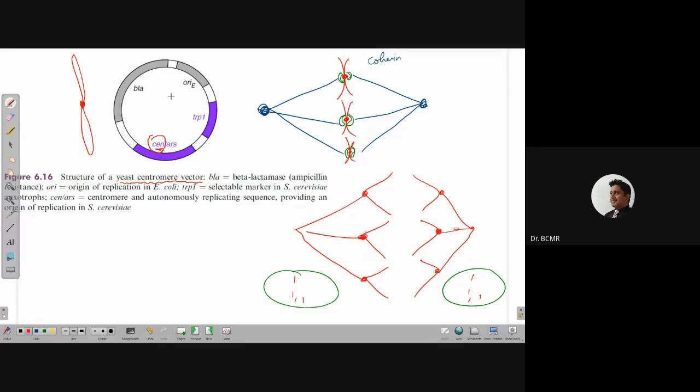So in this one, the rest of the things being the same, they have added a centromere, and ARS is an autonomously replicating sequence. Okay, it's just another name for a kind of origin of replication. I hope this is clear enough, right? Because the centromere is there, the spindle fiber might form like this, and then they will be inherited by each of the poles. Okay.